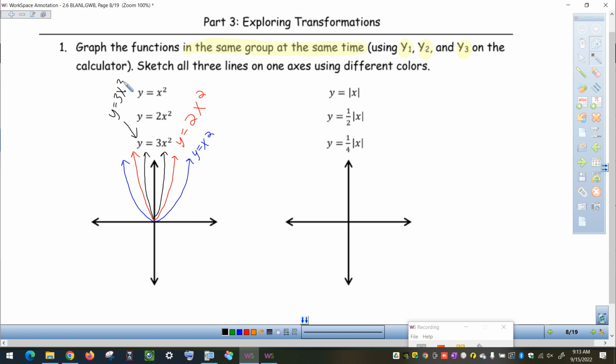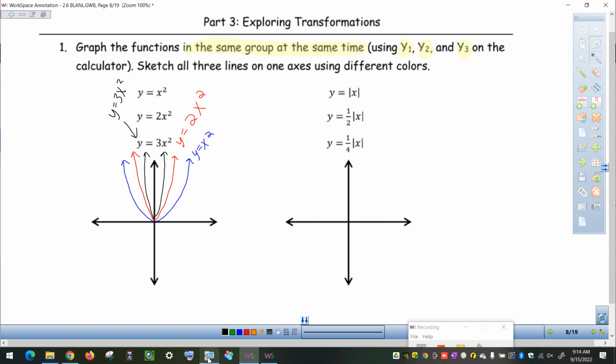All right, let's take a look now at the second group. So the second group now, we're just changing the parent function. But whatever happens to one type of parent function, it'll be the same effect for all of them. So we looked at parabolas here in the first one. We're going to switch over and we're going to look at absolute value when it is a fraction.